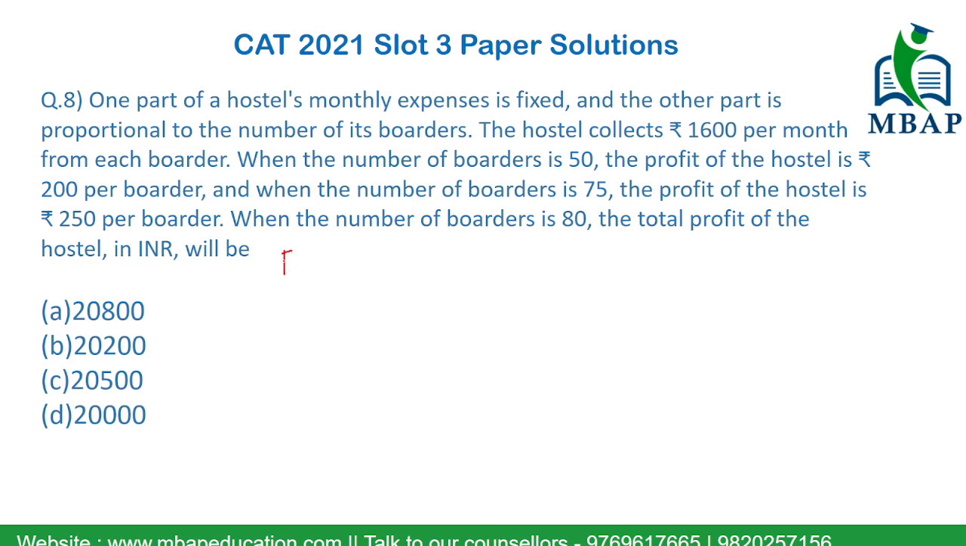Let's say my fixed component is F. My variable is per boarder, V. So on the first hand, F plus 50V is given to you as 50 people into cost of 1400. Similarly, F plus 75V is given to you as 75 into 1350. Why 1350? 1600 minus 200 minus 250 will give you 1350. Now 50 into 1400 will give you 70,000. 75 into 1350 will give you 1 lakh 1250.